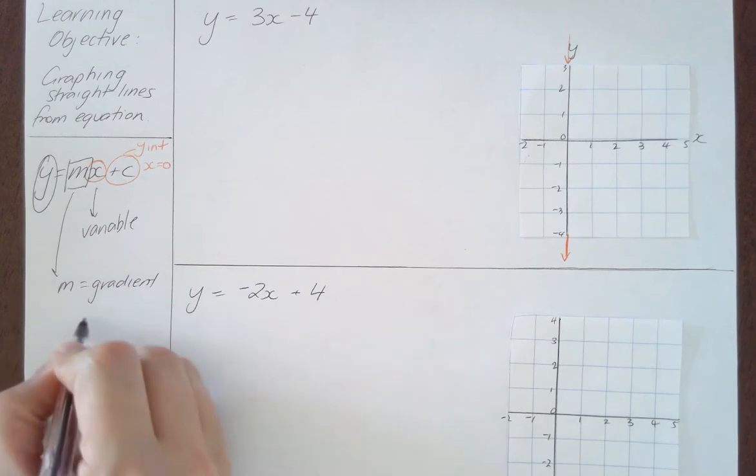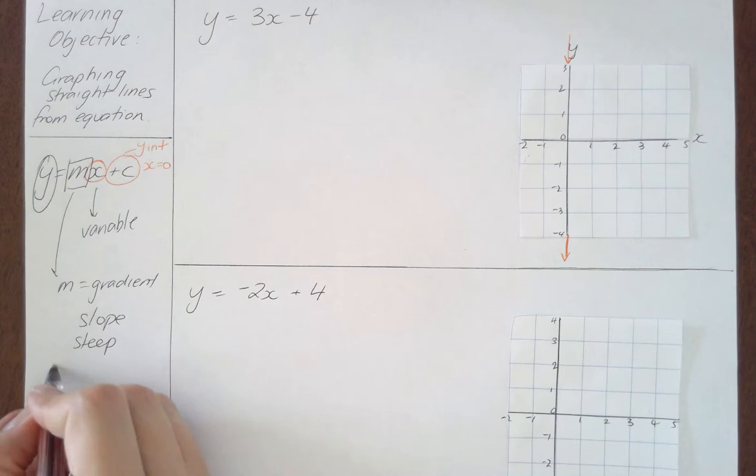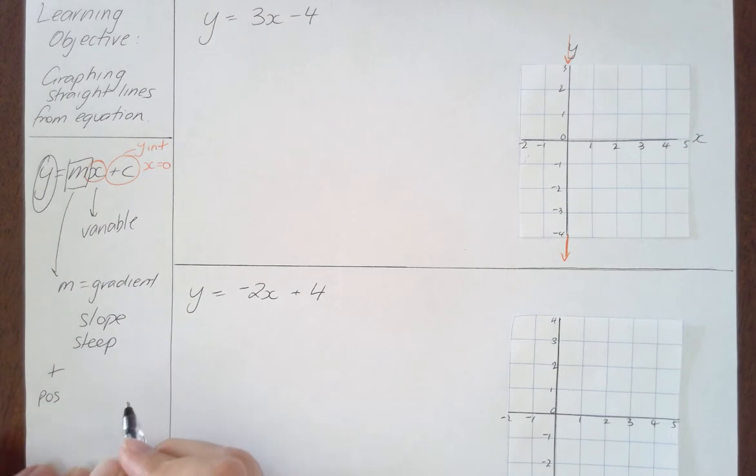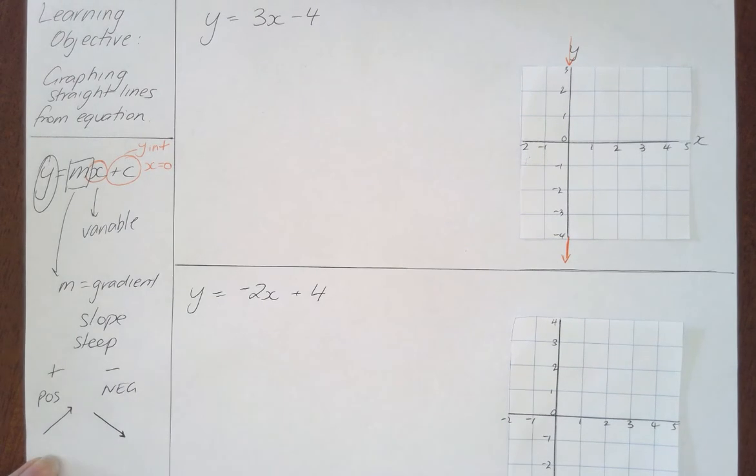and the gradient is the slope or how steep the line is. If it is a positive gradient, the line is going up. If it is a negative gradient, the line is going down. Now I understand lines can go both up and down in the same way, but we're talking from left to right. If it is going left to right down, it is a negative gradient.